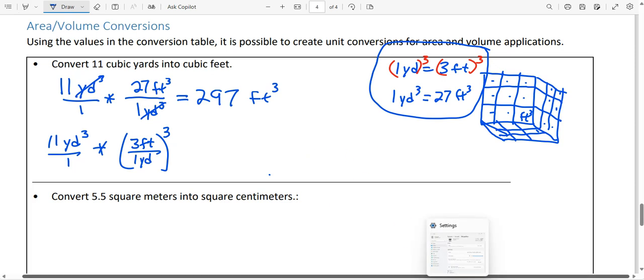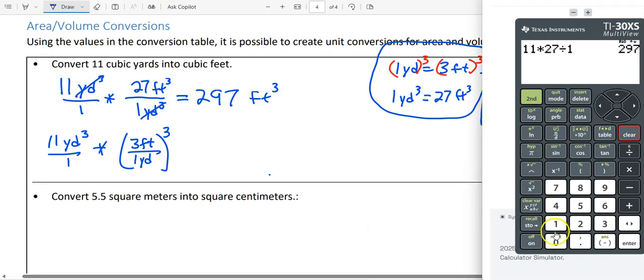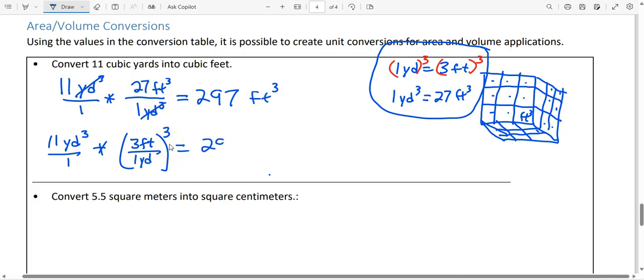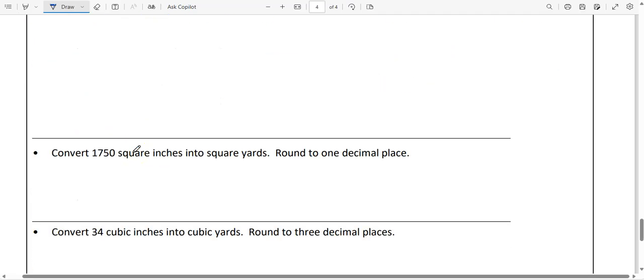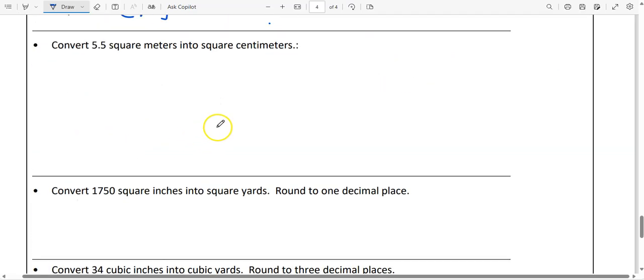Now on your calculator, you go through 11, and then times, you'd have the 3 on the top, but since it's inside this parenthesis, you would cube it. And that would work as well. Either way. All right, your turn. Go ahead and pause the video as you work out these next problems. Looks like there's 4 problems.